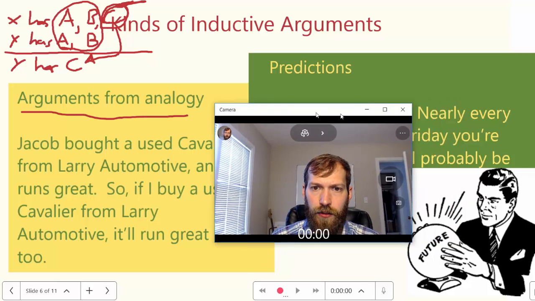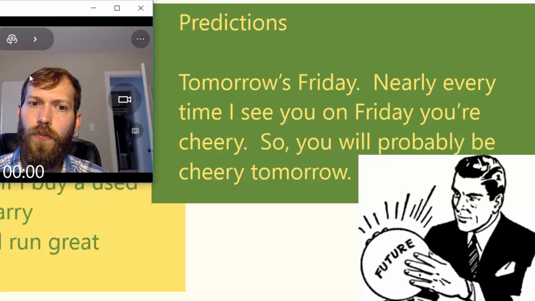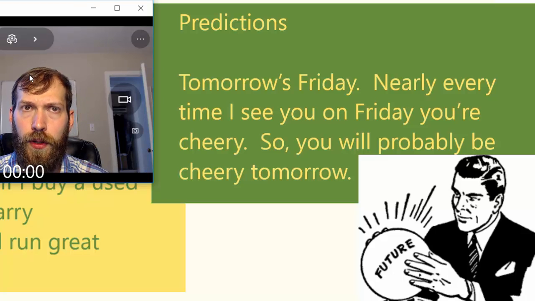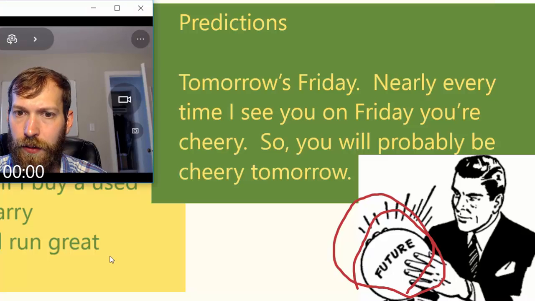So let's turn our attention now to predictions and the structure of predictions. The main point of a prediction is that you're making a claim about the future, right? So you're using some evidence of some sort to then make a claim about the future. And oftentimes when making predictions, we'll use past occurrences. So we see a particular pattern and we expect that pattern to maintain, or likely to continue, into the future.